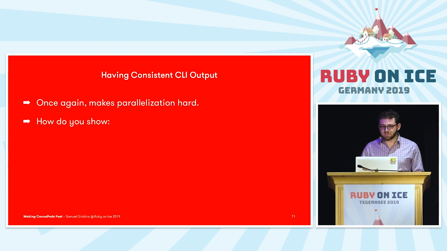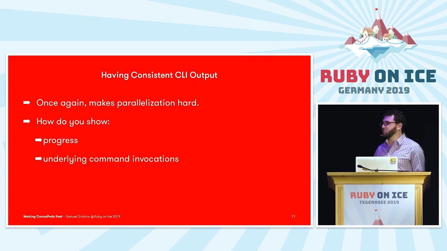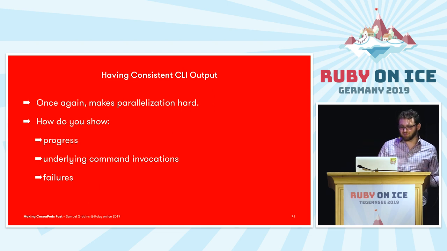And that's because, how do you show progress when you could be downloading multiple things at once? How do you show the underlying command invocations that are happening all interleaved with one another? How do you deal with failures? All of these are solvable problems, but they're hard. And we wanted to spend our time building the best build system possible, not solving design problems.